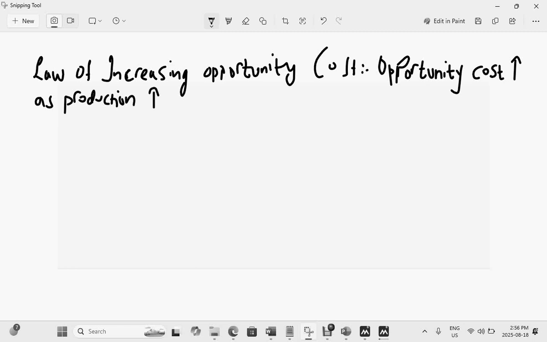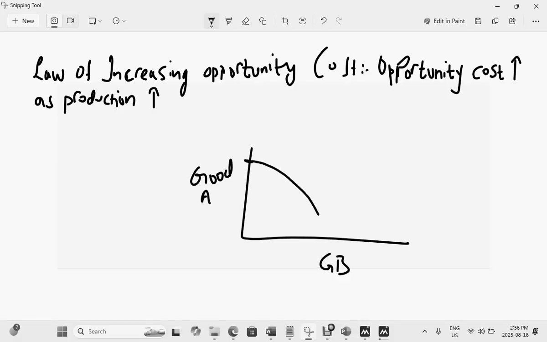So if you look at your production possibilities frontier, let's say this is your good A, and let's say this is your good B. You start off at this point over here, and as you allocate your resources towards the production of good B, you will end up over here. Let's say this is point B, and this is point A.